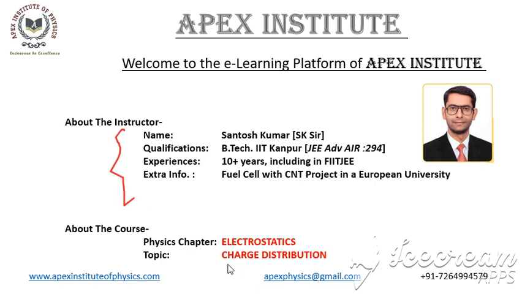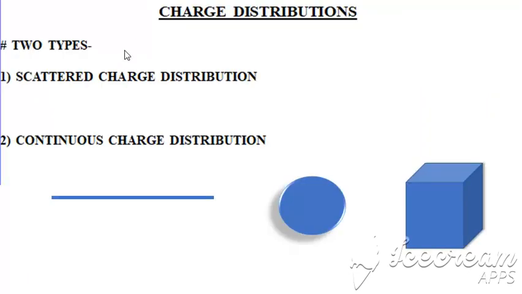In this video we will discuss charge distributions. So let's proceed. Well, charge distributions in general are of two types. One is scattered charge distribution, another is a continuous charge distribution. Let's try to understand the difference.